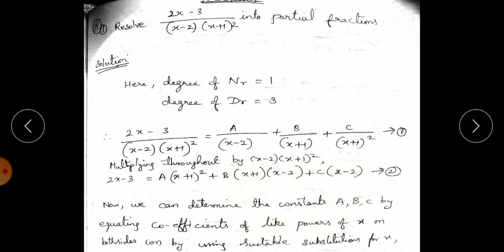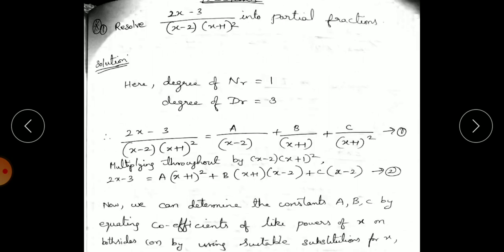Now we are going to find the values of a, b and c. So we are going to substitute some values which are suitable for x. Put x equal to minus 1 in equation 2. So if we substitute minus 1 in the place of x, minus 2 minus 3 will come here.